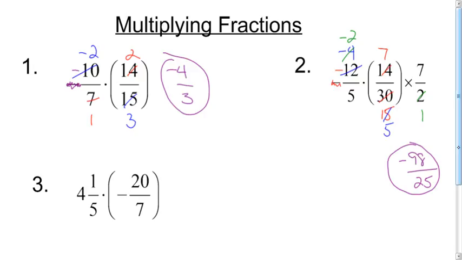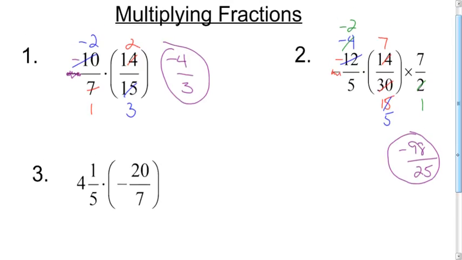Okay, so that answer is negative 98/25. Okay, on to number 3. Just to highlight this example here, you really can't do this GCF examination in this problem just yet because you have 4 and a fifth.